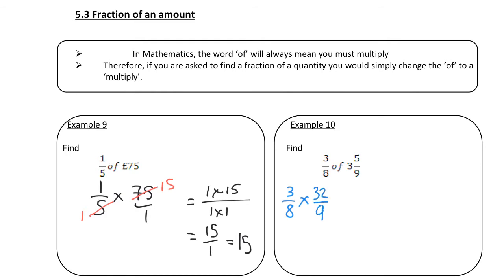We look and see where we can cancel. We cancel with any top and any bottom, and we can see that 8 and 32 are both divisible by 8, and that will leave 4 and 1. 3 and 9 are both divisible by 3, so we can cancel it. We can divide 3 by 3 to leave 1 and 3. Then multiplying through by the tops and multiplying through by the bottoms, we get 1 times 4 over 1 times 3, which is 4 over 3, which is 1 and 1/3.